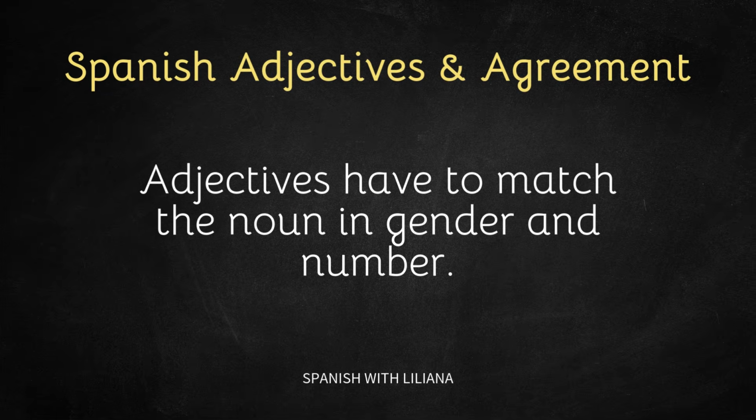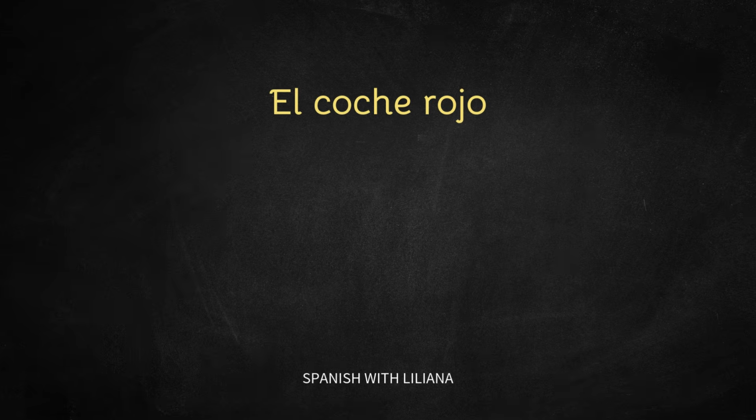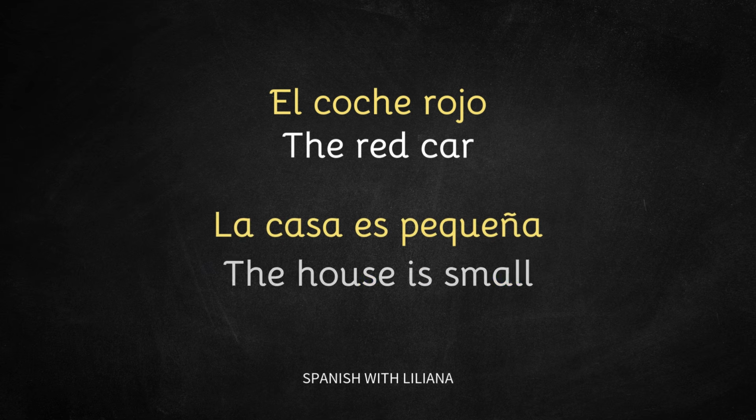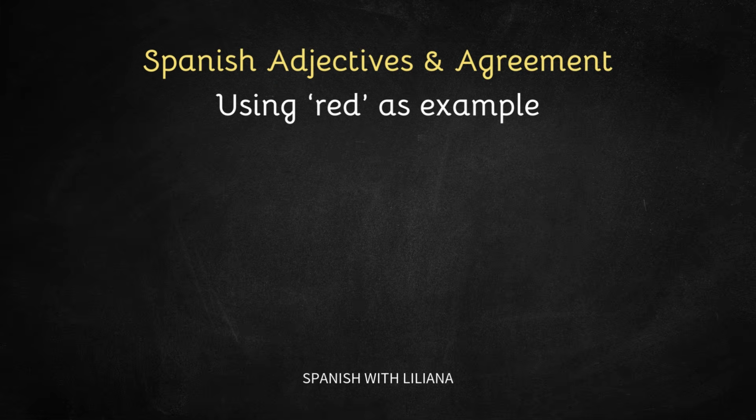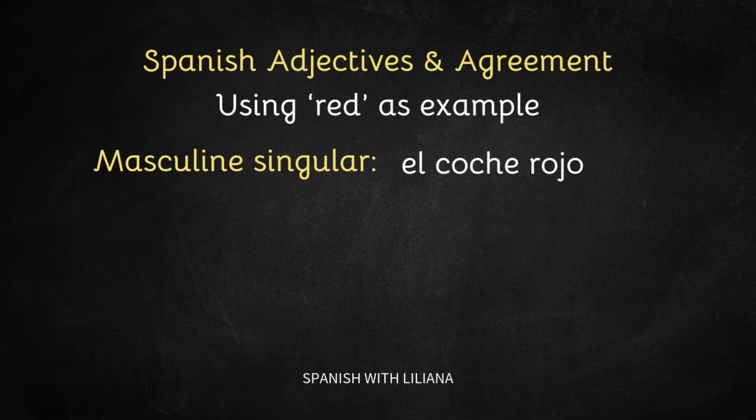Adjectives have to match the noun in gender and number. So for example, if I say el coche rojo, it means the red car. Rojo matches the gender and number of coche. So adjectives can also come after a verb, just like in English. La casa es pequeña. The house is small. Pequeña is the adjective here, and it's describing casa.